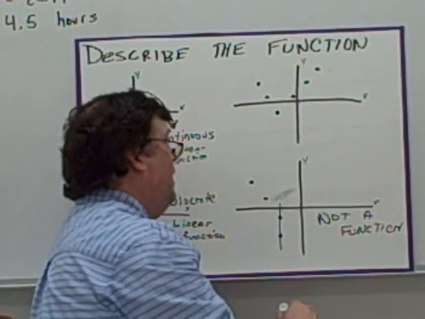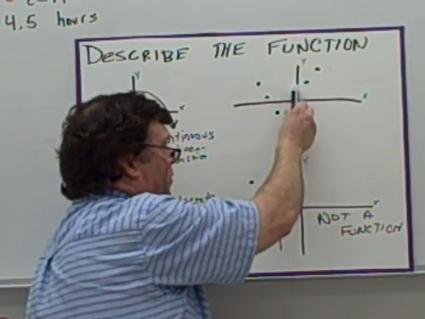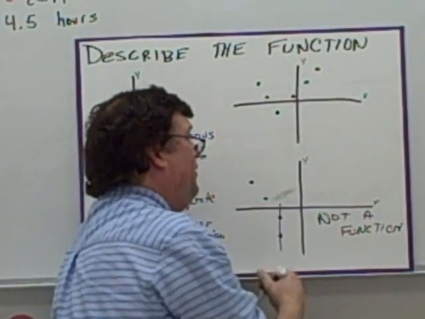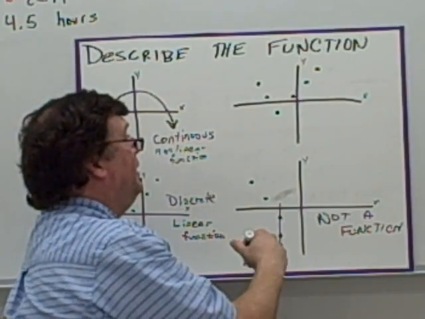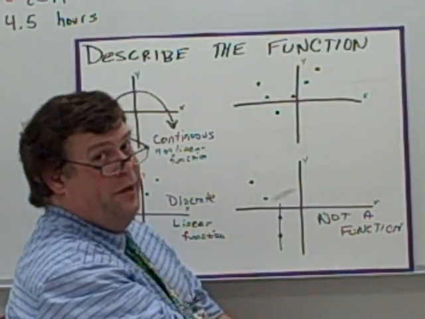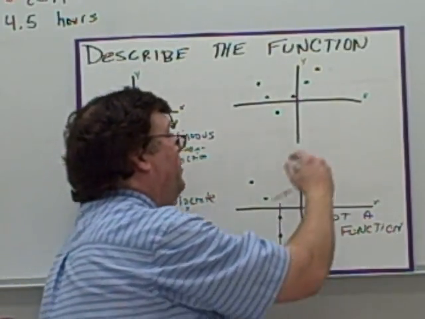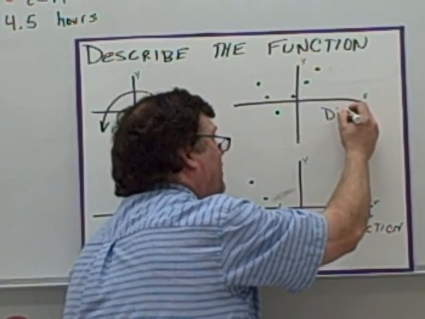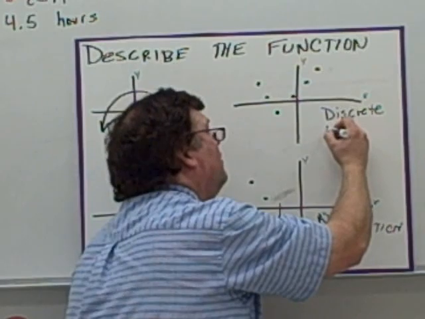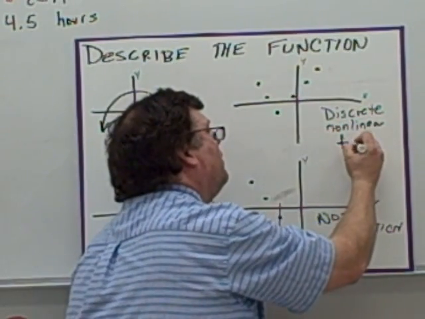Here, is this a function? Well, put the pencil test down, you go through here, you're going to hit a point, hit a point, hit a point, hit a point. You only get 1 point for every x value, so yes, it is a function. Is it linear? Well, now we got that V shape going on there. With that V shape, it means it is not linear. So we have a discrete, because there's no lines, discrete, non-linear function.